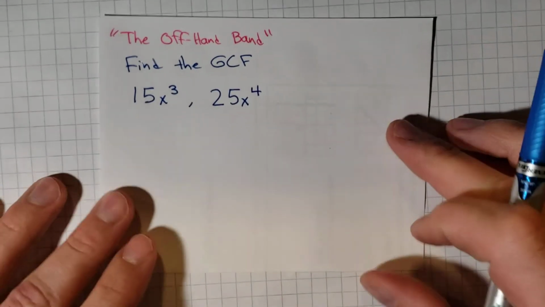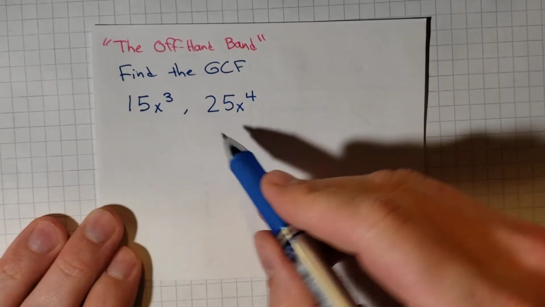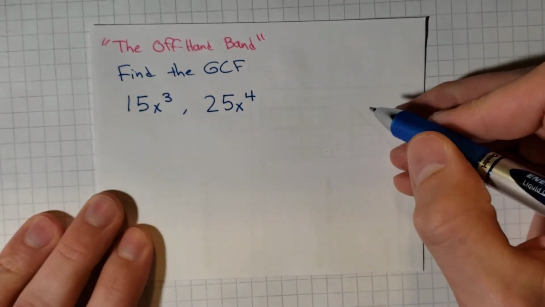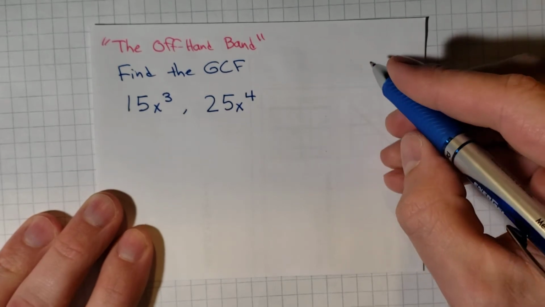Hey, what's up, students? Let's do the offhand band. We got to find the GCF of these two monomials. So, much like finding the GCF of regular numbers, monomials are not much different.